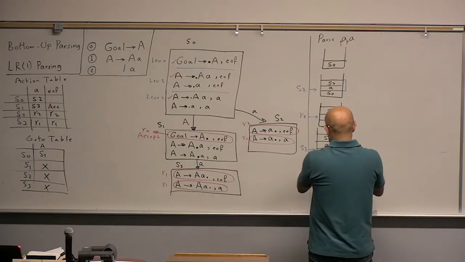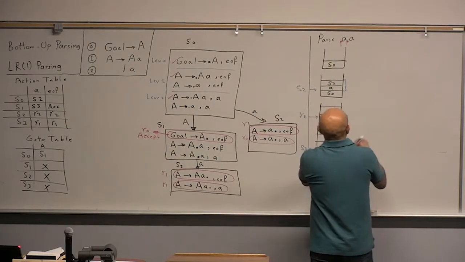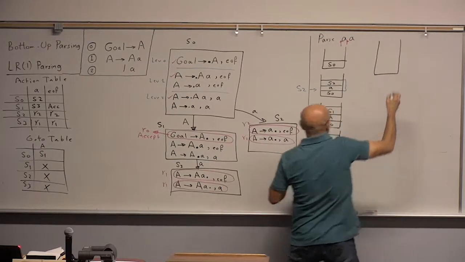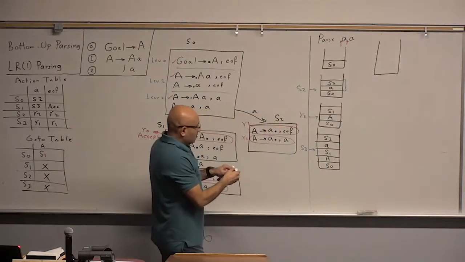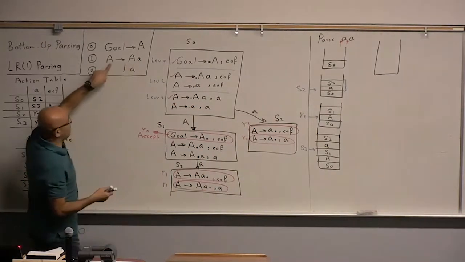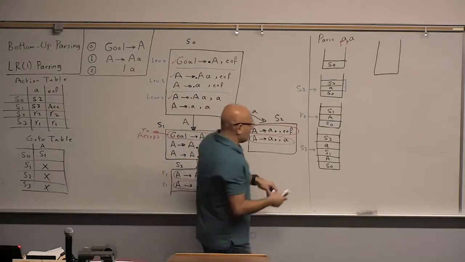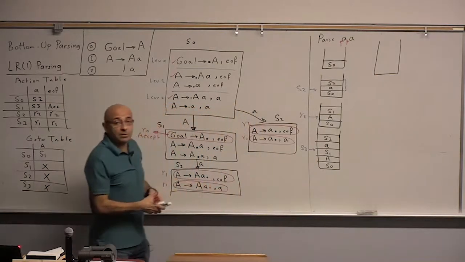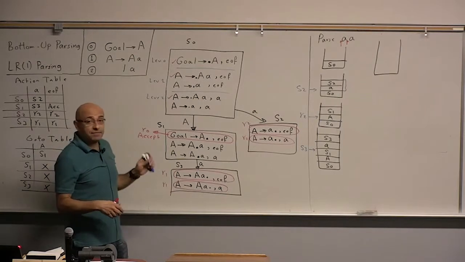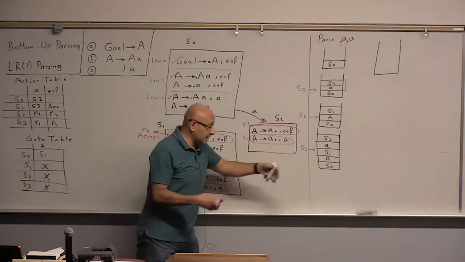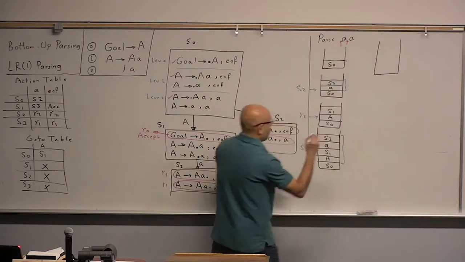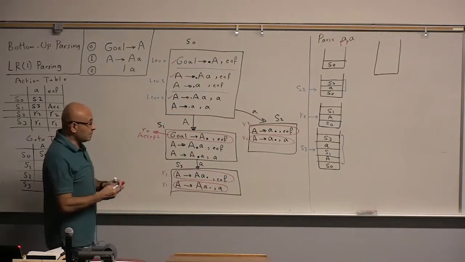So this is the next step. Now, when I make this reduction, I have to be careful. When I reduce by 1, 1 tells me to replace A with an A. So how many entries will I be popping off? 4. Because I will be popping off the symbols and the states. So I will pop all of this off.